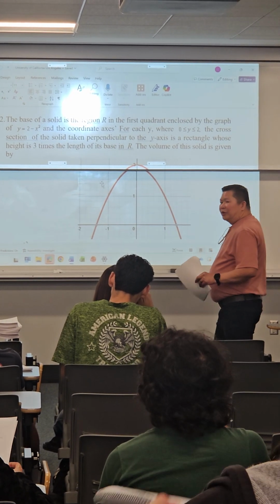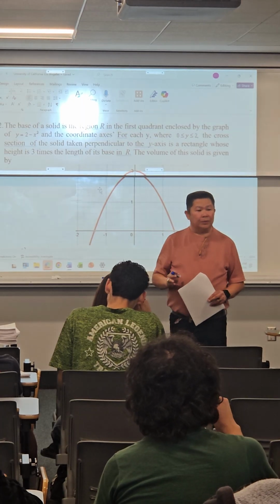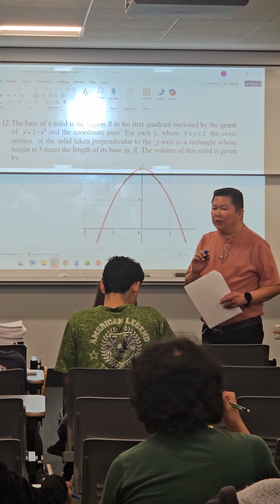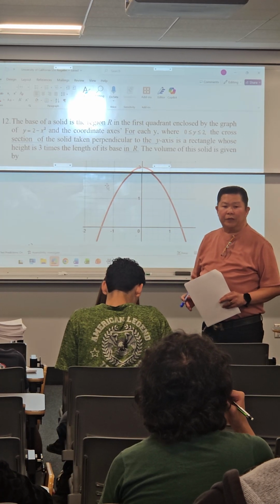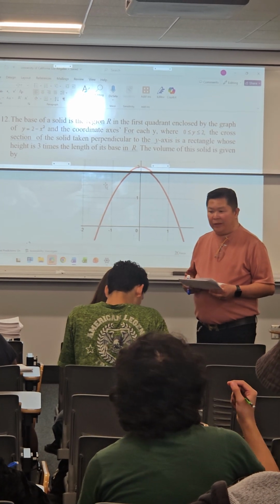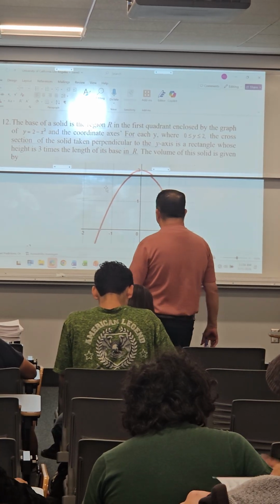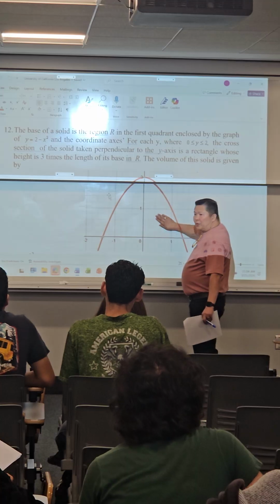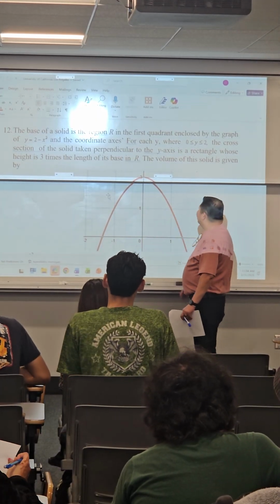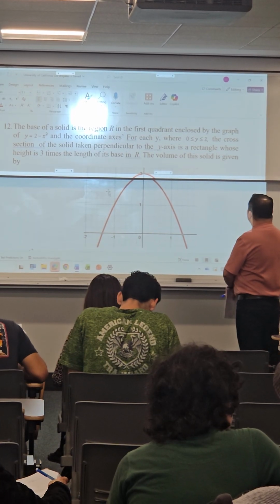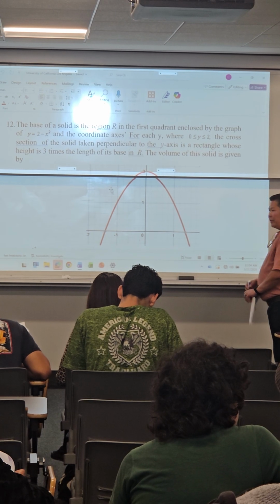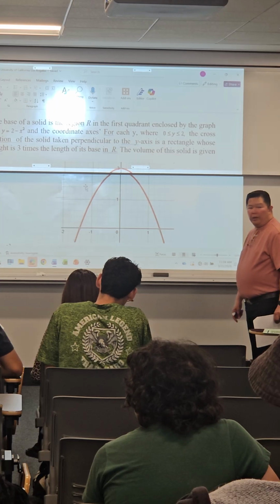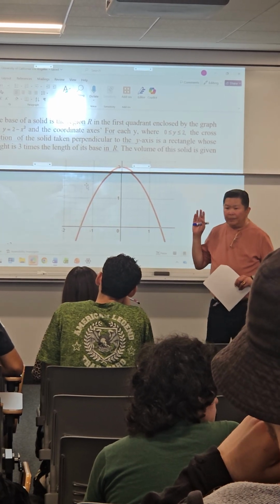Okay, now, first we're going to highlight important words in here. If you have a highlighter, or if you don't, just underscore the words first quadrant. So that means we are only doing the first quadrant, okay? Right here. Next, underscore, of course, the function itself, y equals 2 minus x squared. We know that this is a parabola, okay?